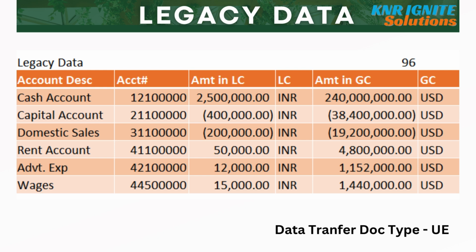These are the accounts, as a sample, that we have taken to migrate from a legacy system to the S4HANA system. I have also listed the amount in local currency, which is amount in LC, and the local currency symbol, and also the amount in global currency and the global currency symbol. Along with that, the currency exchange rate 96, which I have added just for understanding purposes. And you can look into the document type UE, which I have mentioned, which we are going to use for all the legacy data migration.